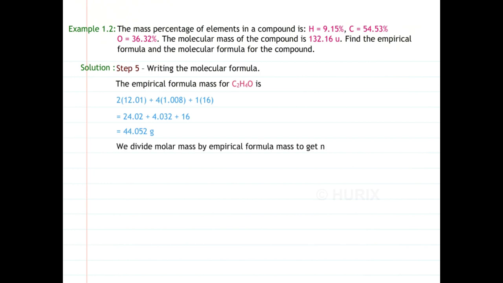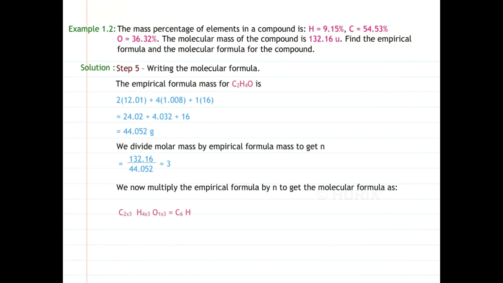We divide molar mass by empirical formula mass to get n equals 132.16 by 44.052 equals 3. We now multiply the empirical formula by n to get the molecular formula as C2 into 3, H4 into 3, O1 into 3 equals C6H12O3.